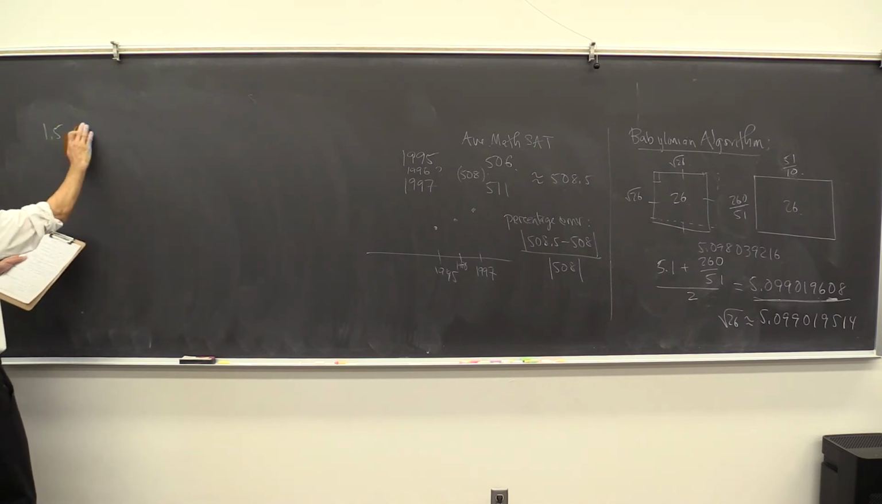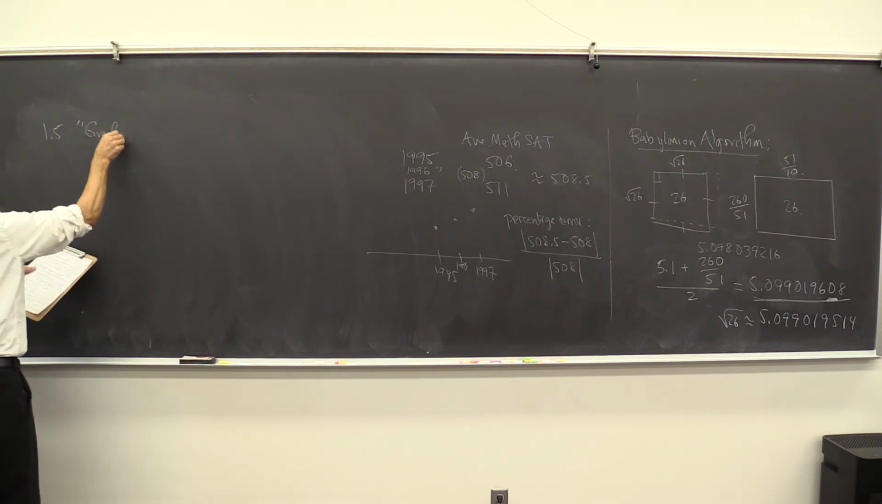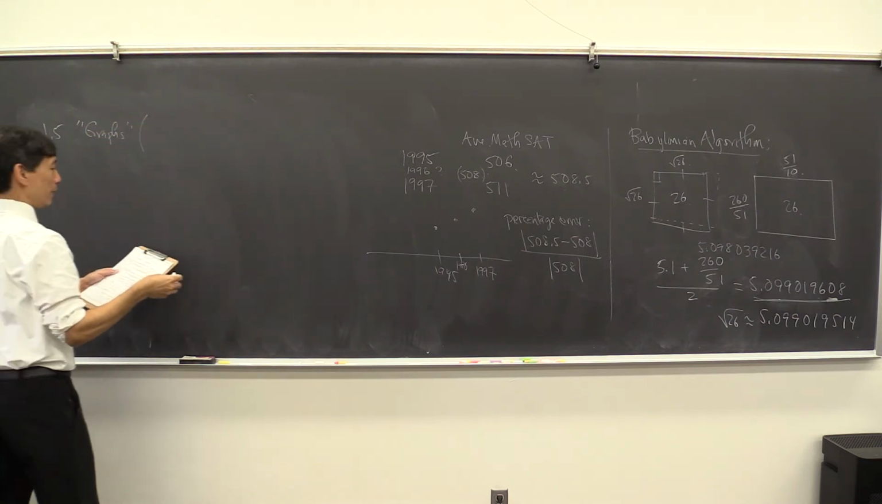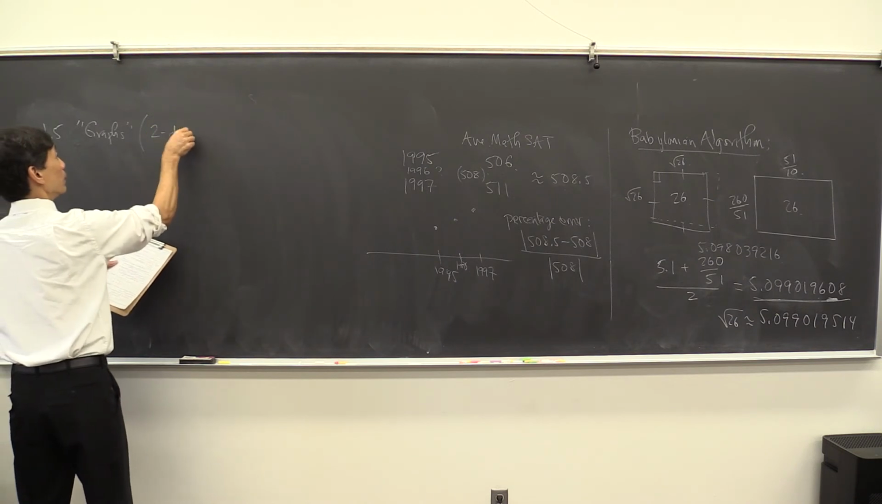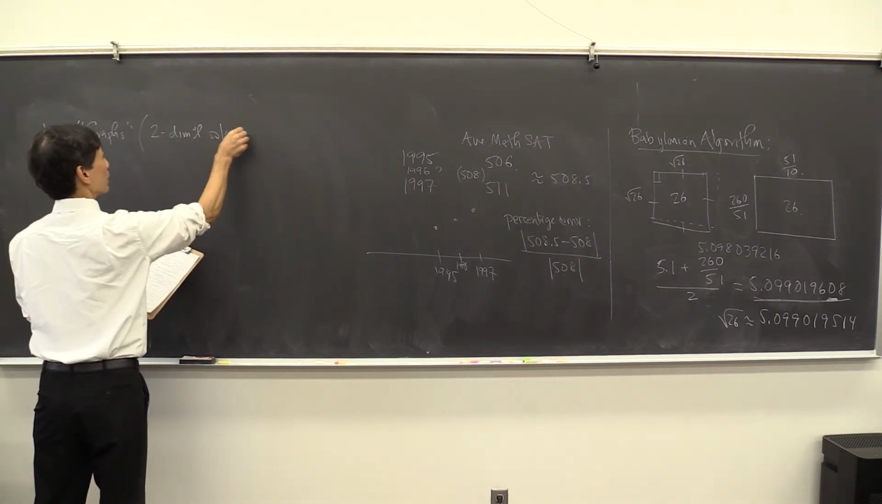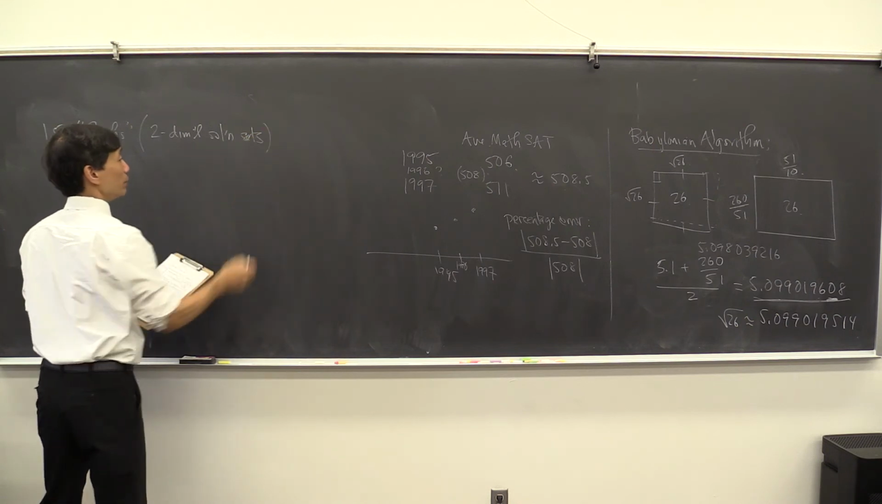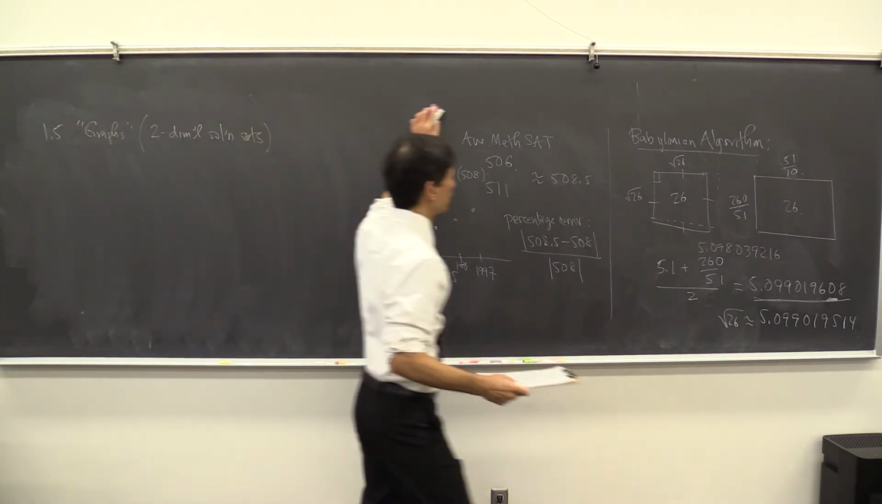1.5 graphs. I think maybe a better name for this is 2-dimensional solution sets. 2-dimensional solution sets.